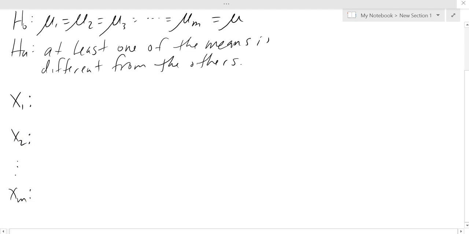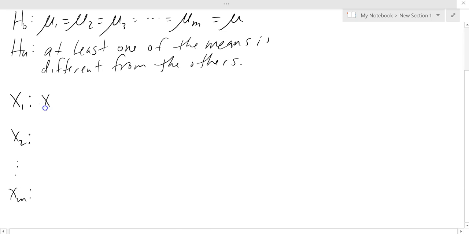So again, maybe you're thinking about if you're a crop seed manufacturer, corn seed, maybe you're, I don't know, Monsanto or something, and you want to see if there's a difference in yield rates among different corn hybrids. X1 maybe represents hybrid 1, X2 represents hybrid 2, all the way down to XM represents hybrid M. So from each of these, you're going to take a random sample.